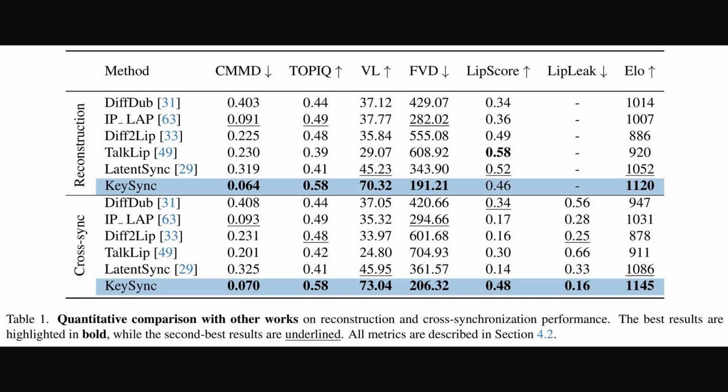So moving to the results on page 6, this table gives us the hard numbers. It's a quantitative comparison against other methods, looking at both reconstruction and cross-synchronization performance. KeySync consistently shows better scores, especially in things like visual quality, temporal consistency, and crucially, that new LipLeak metric for expression leakage. The ELO scores from the user study also clearly favor KeySync. It really backs up their claims quantitatively.